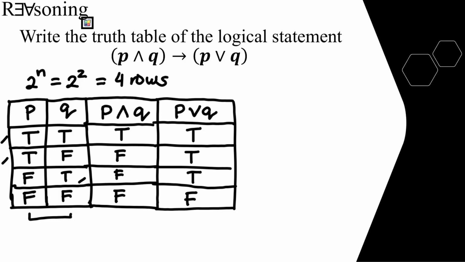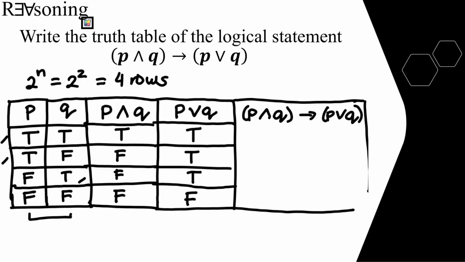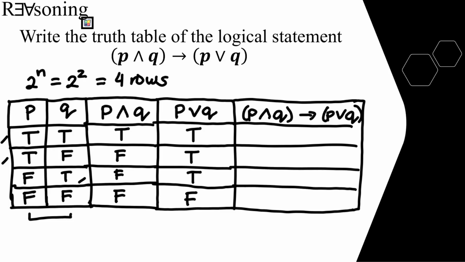The last column to be added here would be the entire logical statement. If P and Q, then P or Q. So this would be our last column containing all the necessary connections and relationships between the previously identified columns. So we have here 1, 2, 3, and 4 rows as well. Now, take note, the main operation here is the if-then statement.